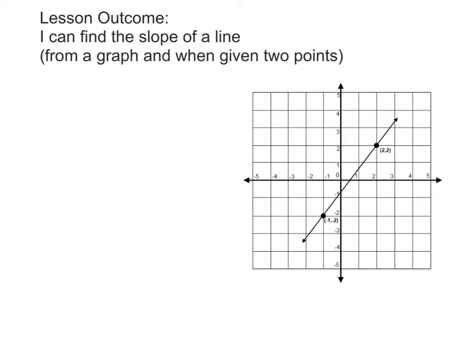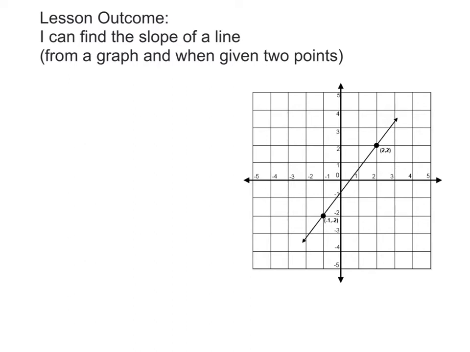The lesson outcome for this video is I can find the slope of a line. And we're going to do this from two different methods. One is from a graph, and one is when I give you 2 points, not necessarily with a graphed picture in front of you.